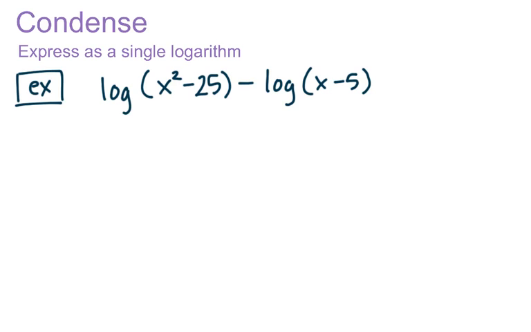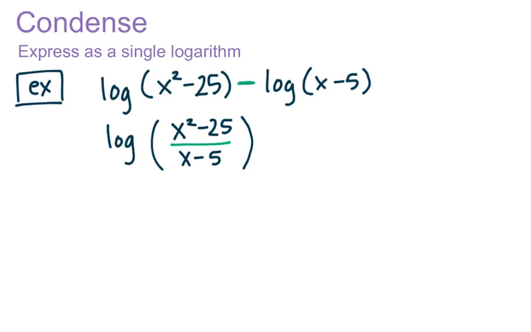So when I see two logarithms of the same base and they have a minus in between them, I can write that using the quotient rule. So this becomes the logarithm of x squared minus 25 over x minus 5. All right, so I've condensed it. I've written it as a single logarithm.